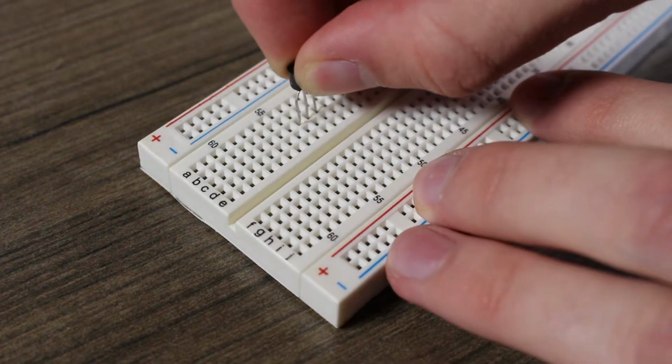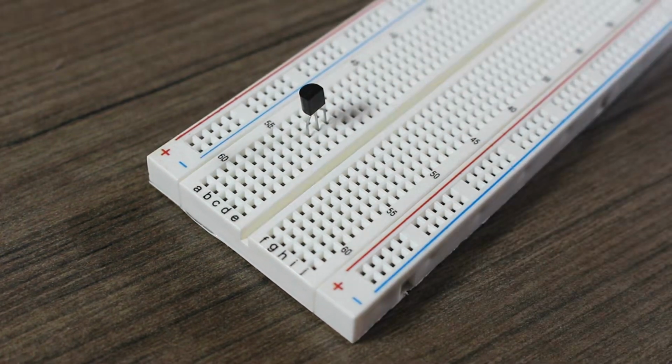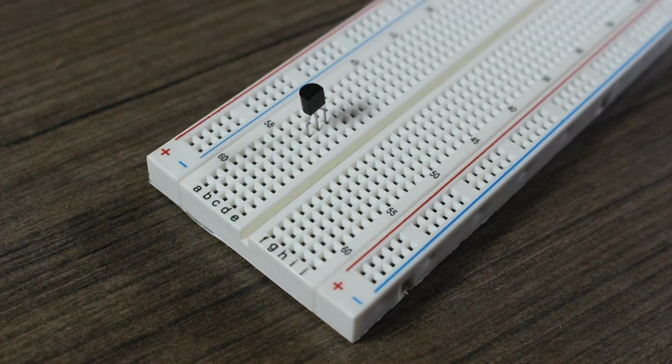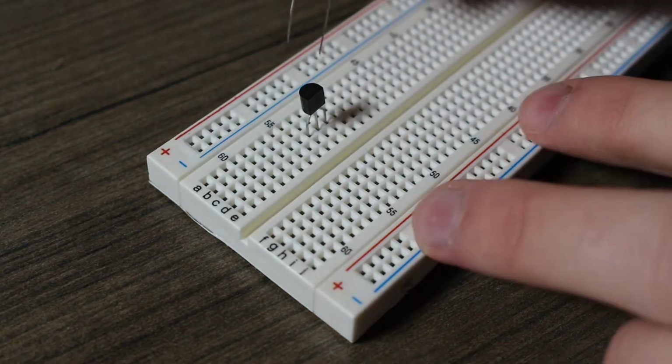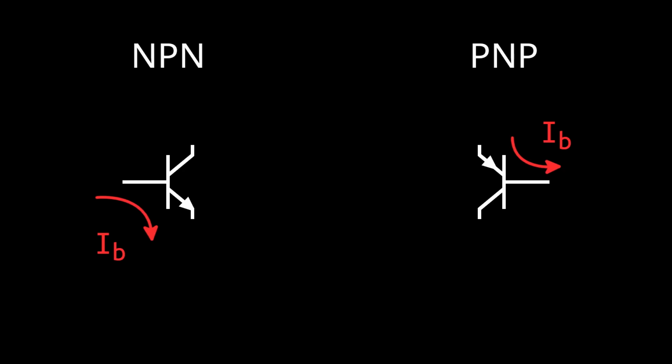A BJT will amplify its base emitter current along the collector emitter path. Let me explain what that means step by step. First, we will define the base emitter current as the amount of current flowing through the base. You can easily identify this path by the arrow on the symbol. Just remember, the input current will always flow in this direction.